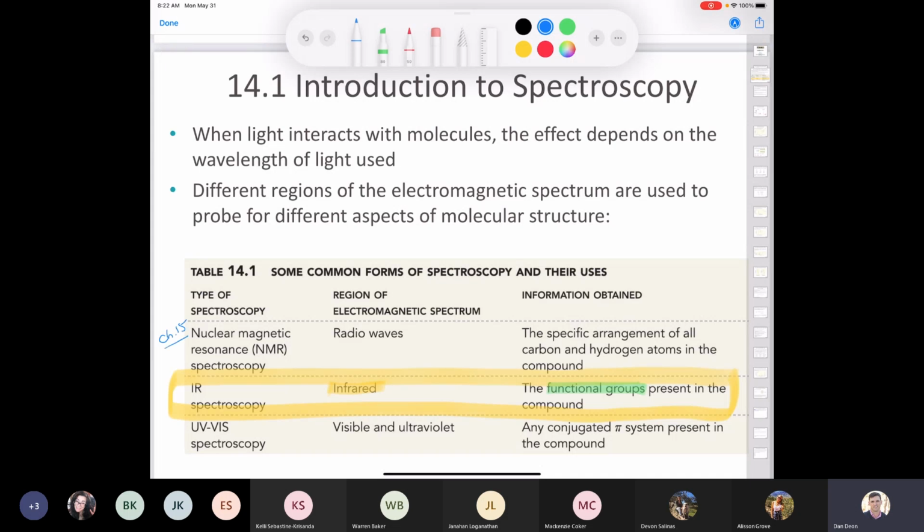Now, NMR uses radio waves, which are much longer waves and much lower energy. But what do those tell you? I'm just going to mention this as an introduction to NMR, which we're going to spend a lot of time on later on: they tell you about the actual arrangement of the carbon and hydrogen atoms in a compound, which is pretty crazy when you think about it. Okay, it's a very powerful tool. But again, back to the matter of IR, and all we want to determine are functional groups in a compound.